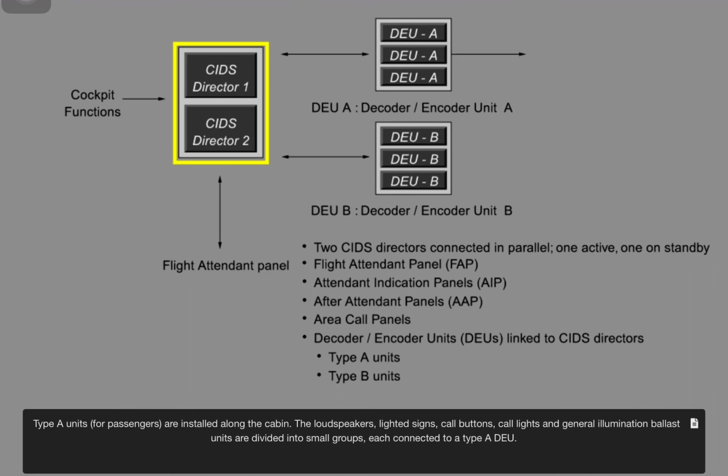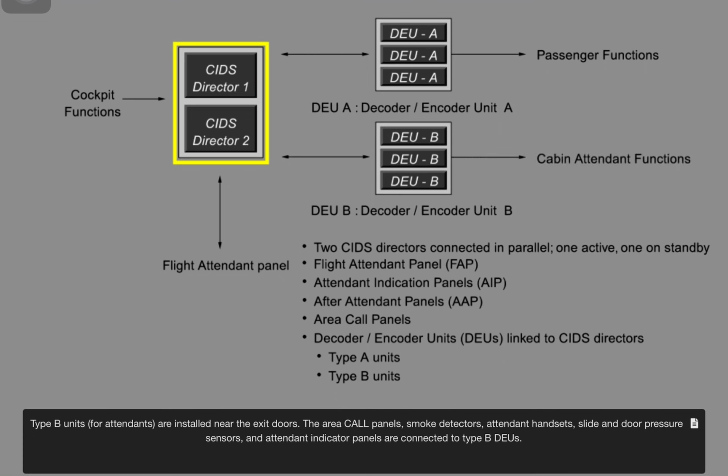Type A units, for passengers, are installed along the cabin. The loudspeakers, lighted signs, call buttons, call lights, and general illumination ballast units are divided into small groups, each connected to a Type A DEU. Type B units, for attendants, are installed near the exit doors. The area call panels, smoke detectors, attendant handsets, slide and door pressure sensors, and attendant indicator panels are connected to Type B DEUs.